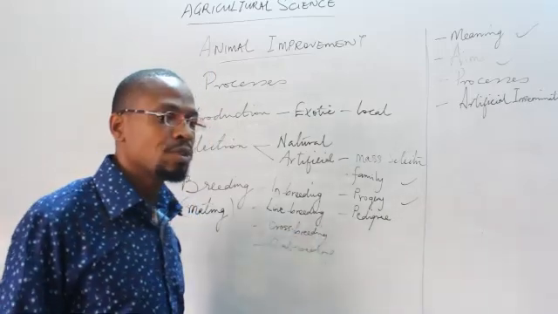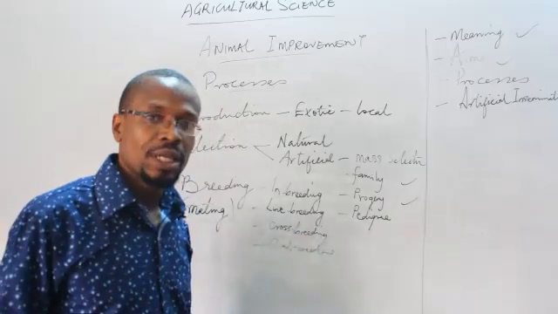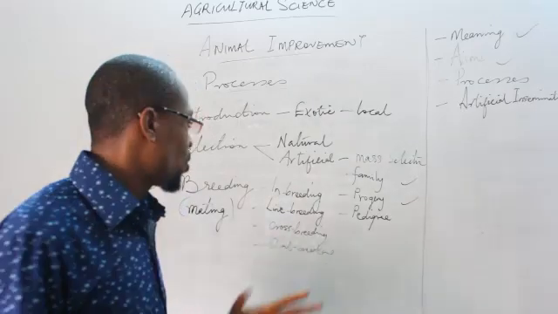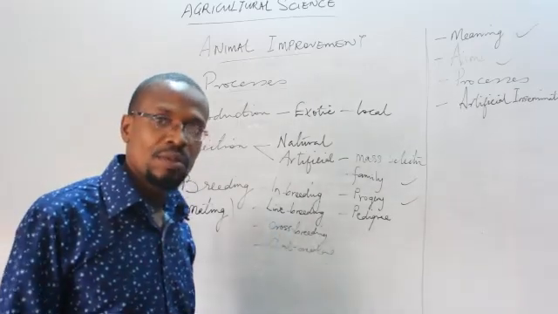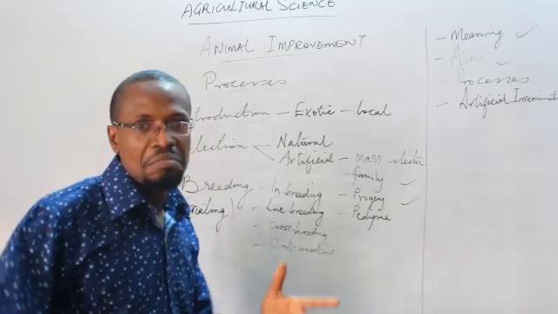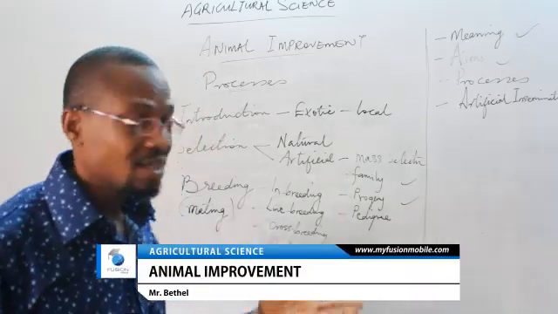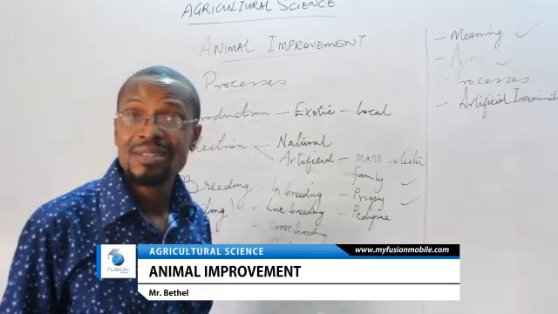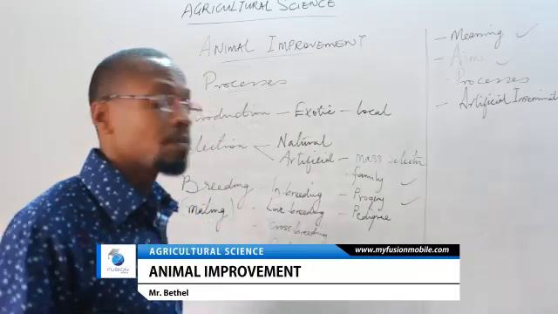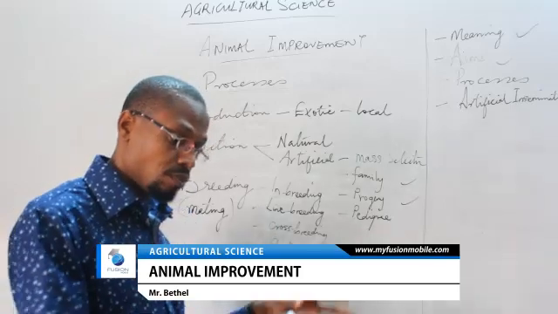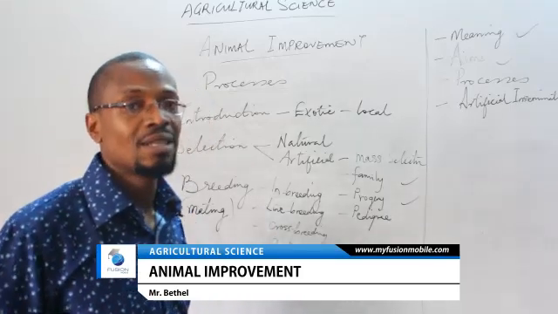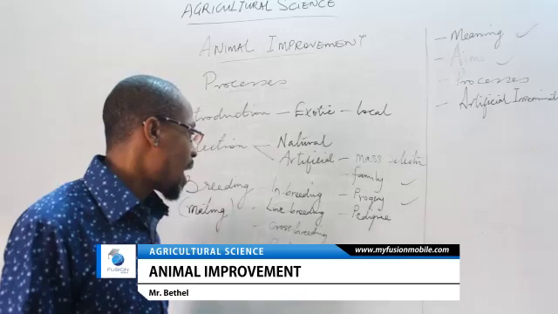Then we have the crossbreeding. Crossbreeding and outbreeding are about the same. In crossbreeding, yes, they have the same species, but you're not really bothered about whether it's family, whether it's cousin, whether it's brother, whether it's sister, whether it's father, mother. Those are not your concern. You just bring them and you mate these animals together.